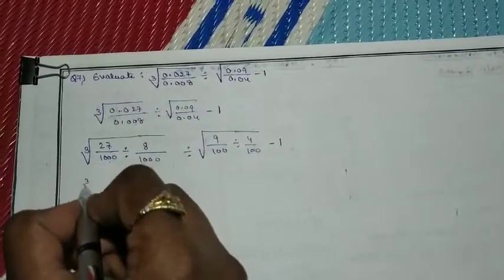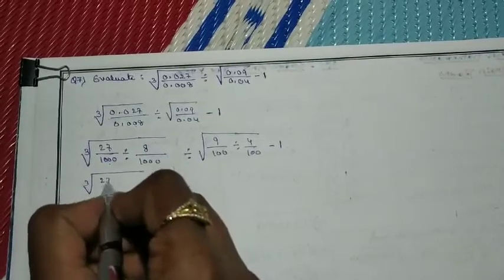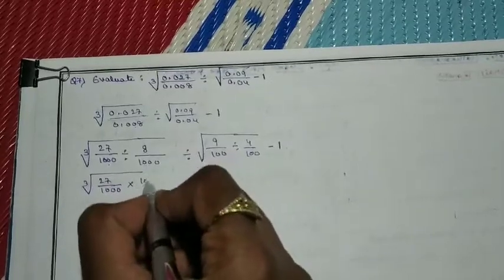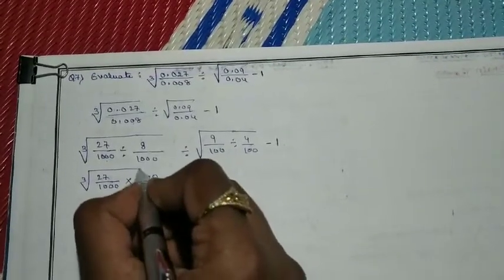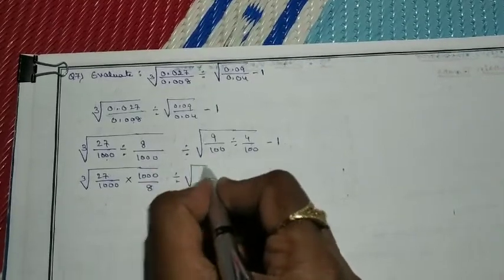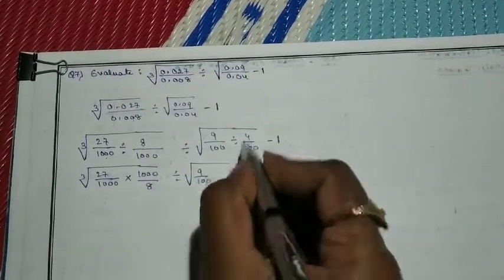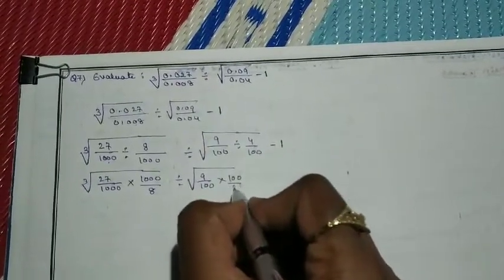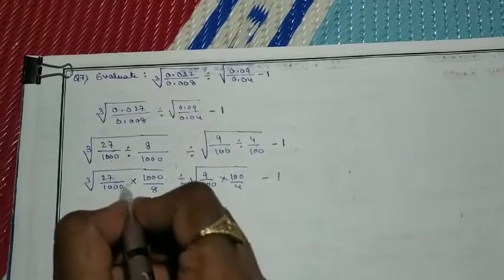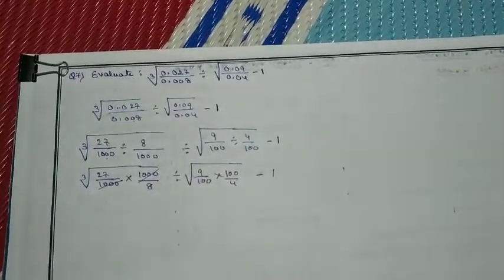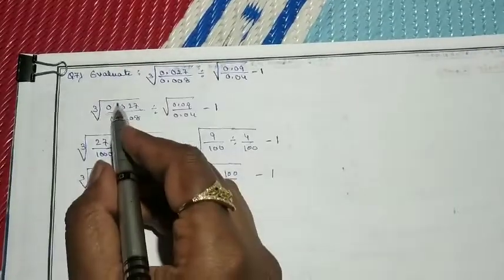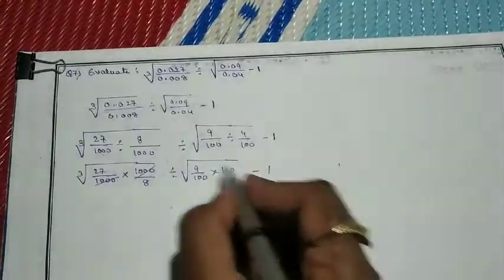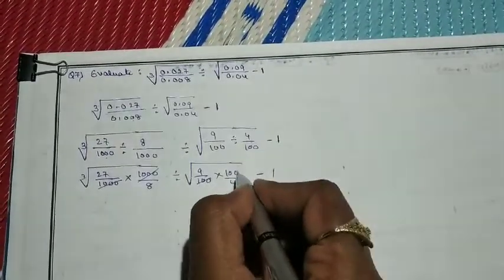And cube root of, we have learnt in class 7 standard, children, that division changes to multiplication and reciprocal of the number. So 1000 divided by 8. Divide square root of 9 divided by 100, and this division changes to multiplication, reciprocal of the number, 100 divided by 4. Minus 1. Now you can see this 1000 and this 1000 get cancelled. Because of this only I said here the decimal point gets cancelled, because in the later part we have 3 decimal places. So you can go with cancellation. That method also you can use.